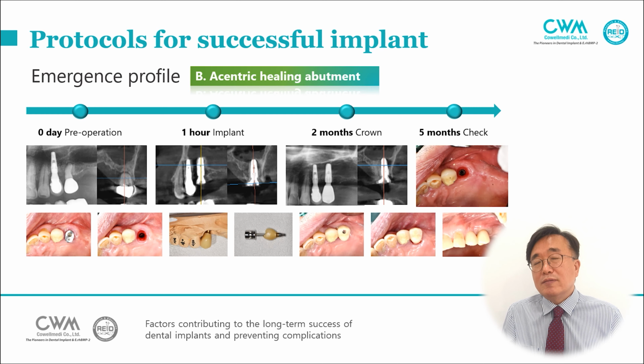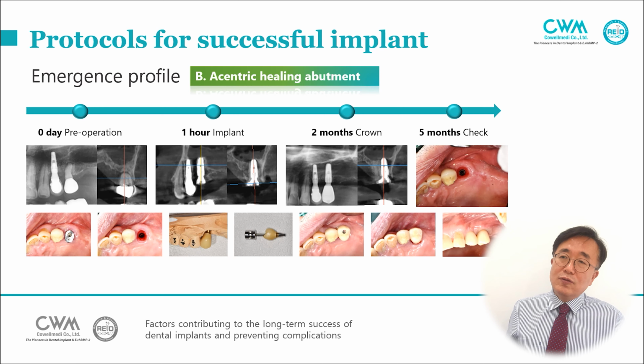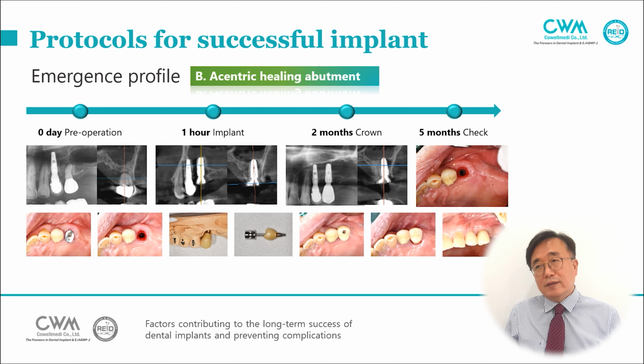This healing abutment is an eccentric healing abutment. So the bone graft site is covered by the eccentric healing abutment, which gives mechanical support. The lingual side is longer, a long-arm healing abutment, and this bone graft is protected by the eccentric healing abutment against the tongue pressure. So we can maintain the bone volume.